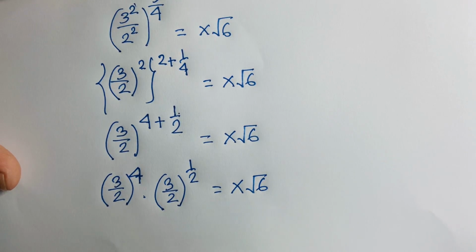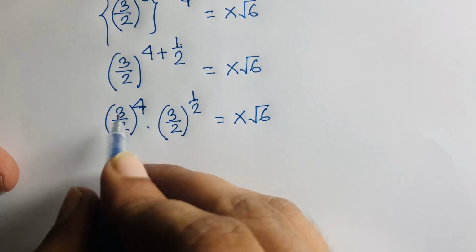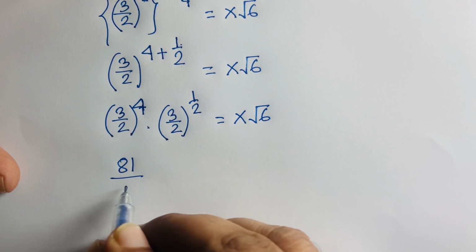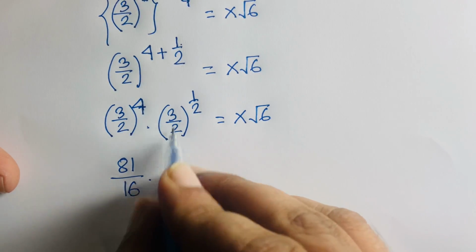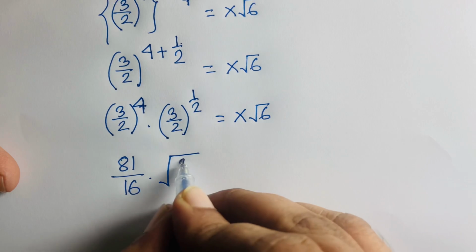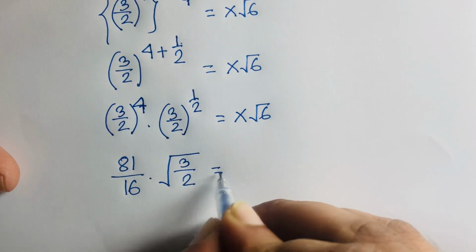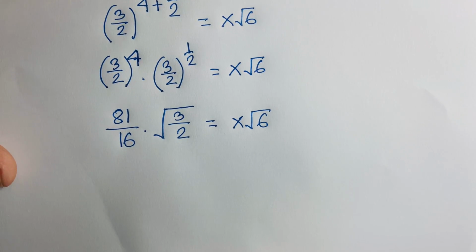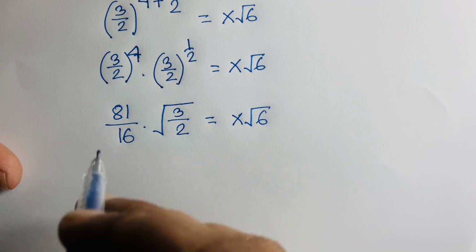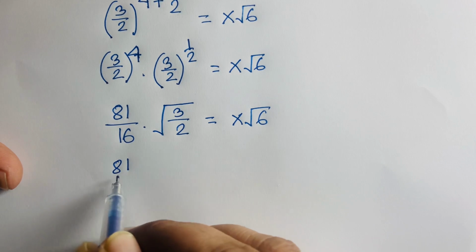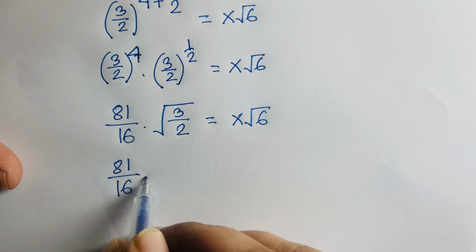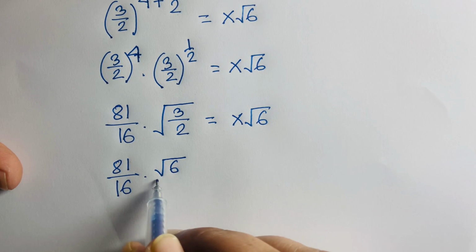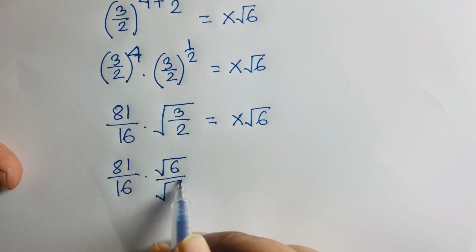Then I can say easily 3 to the power 4 is 81, and 2 to the power 4 is 16, times square root of 3 over 2, is equal to x√6. Then this equation becomes 81 divided by 16 times √6 over √4.